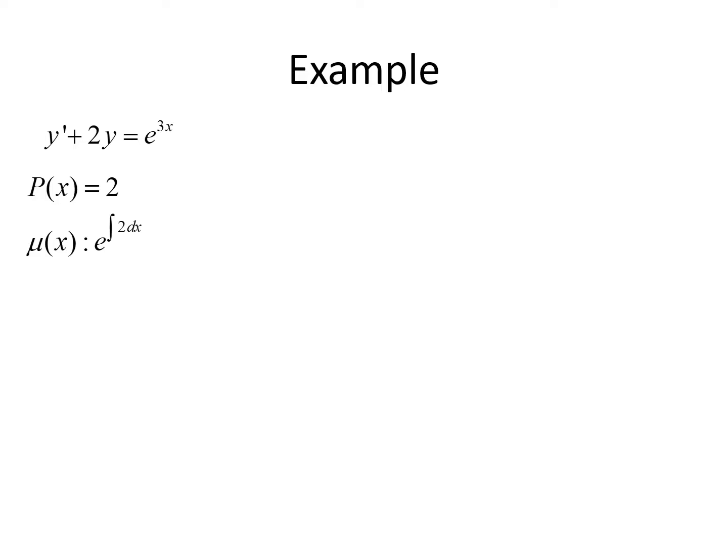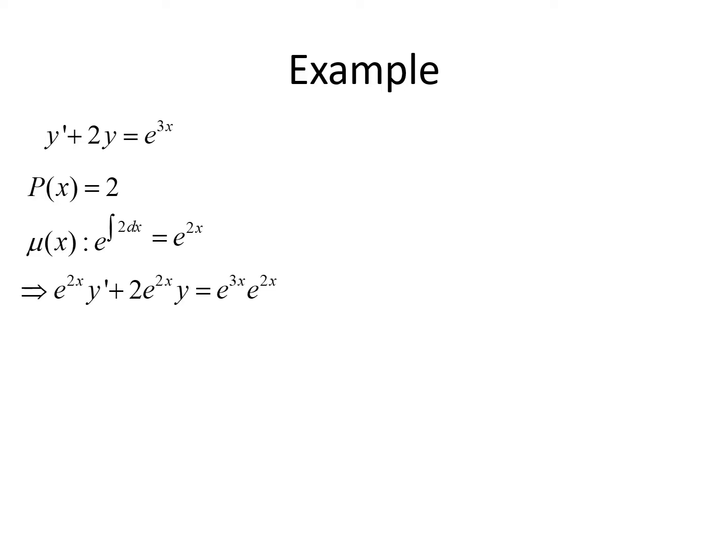We can use that coefficient to form our integrating factor. So mu of x will be e raised to the integral of 2 dx, and if we take that integral, that'll become e to the 2x. So our integrating factor for this problem will be e to the 2x. The next step in the process is to multiply everything by the integrating factor.